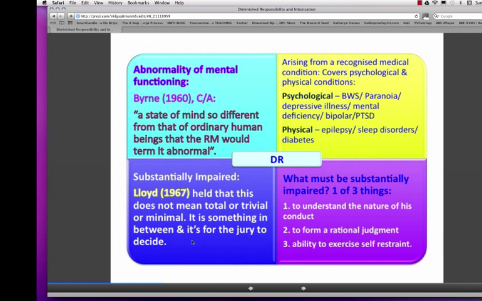What has got to be substantially impaired is not all three things, it's one of those three things. Okay, so the defendant is substantially impaired in such a way that he or she cannot understand the nature of his or her conduct, is unable to form a rational judgment, or is unable to exercise self-restraint. And remember, all of these will seek to provide an explanation for the defendant's acts.